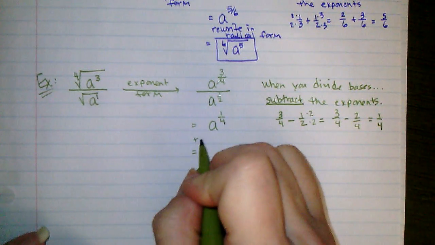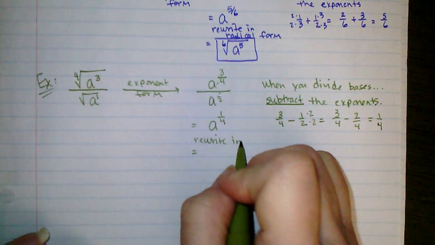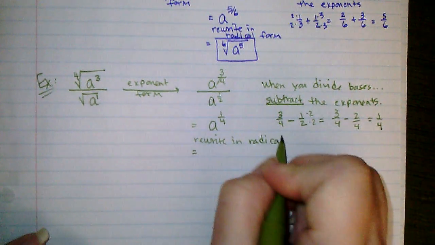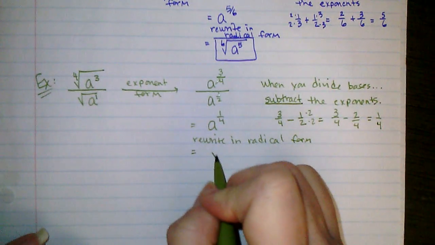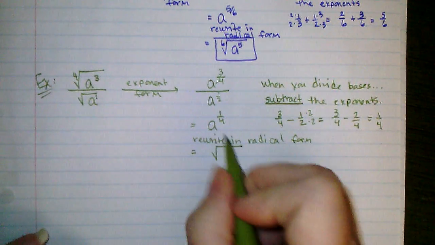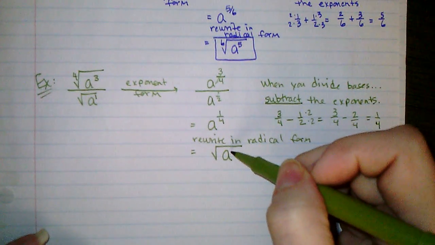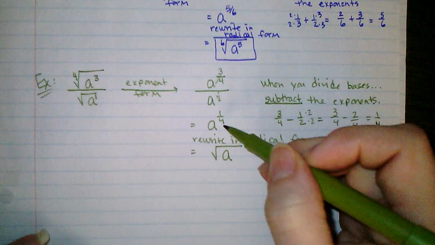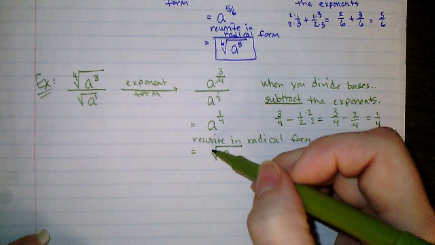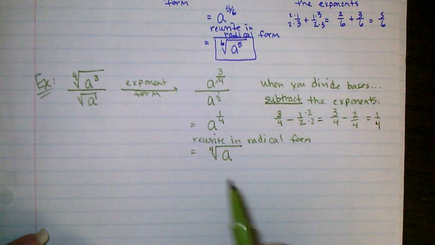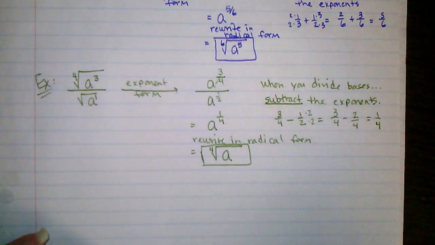And then they wanted it in radical form. So I'm going to have a radical. The base becomes the radicand. The numerator is the power on the radicand, which is a 1, so I don't write it. The denominator is the index of the radical. So this is the 4th root of a.